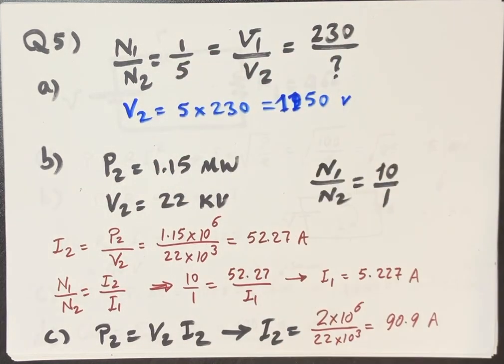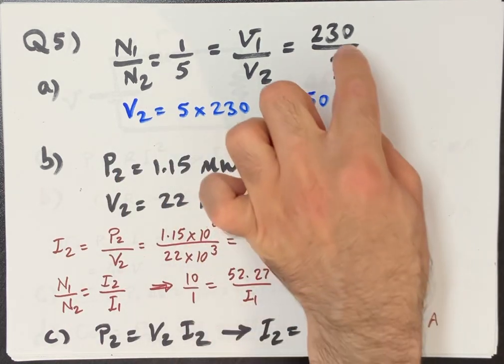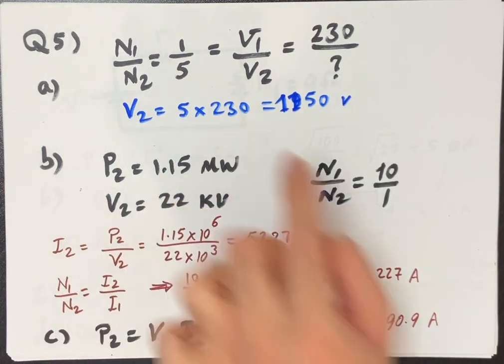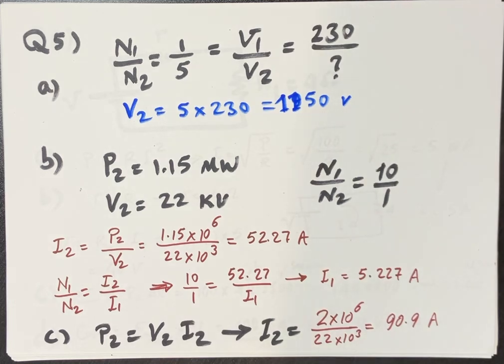This is actually a step-up transformer. It increases the level of voltage 5 times. So obviously, if the given voltage is 230, the output voltage is 1,150 volt. Section B is about primary current.